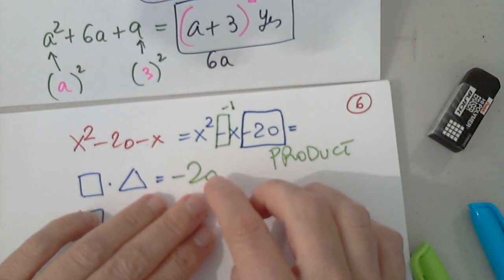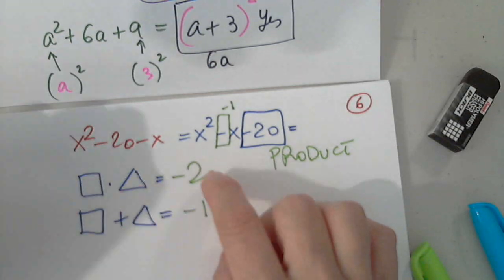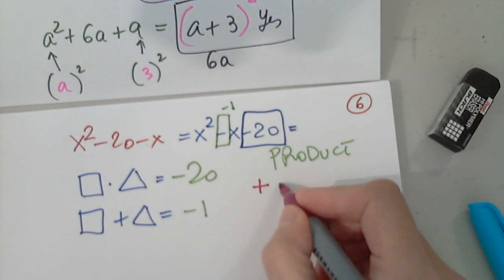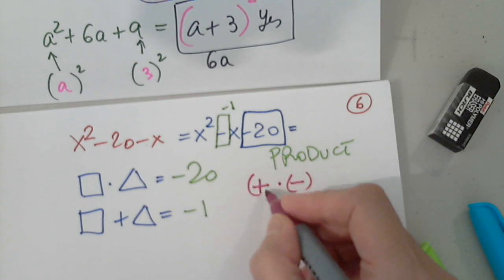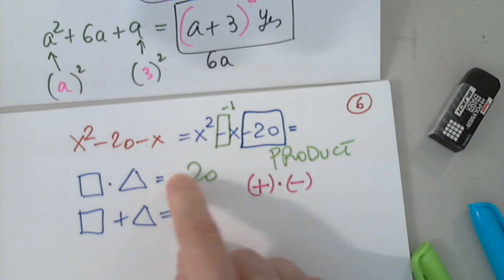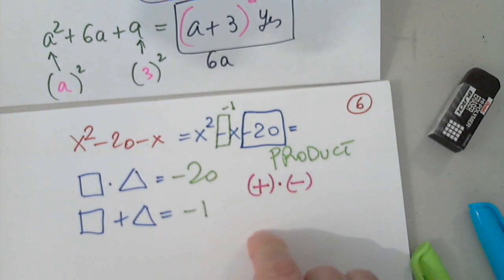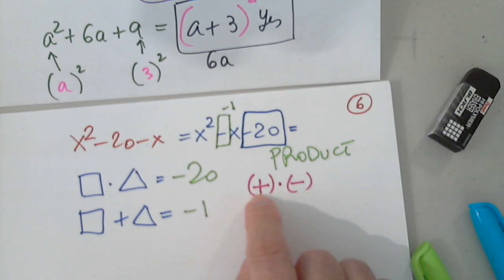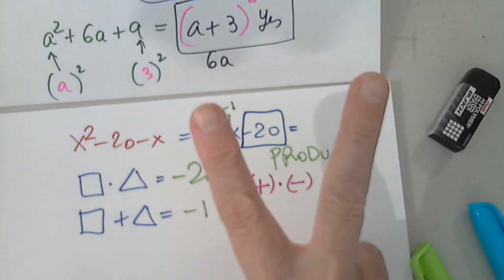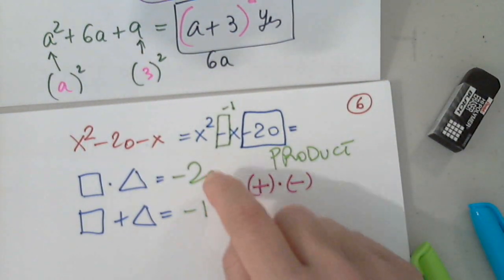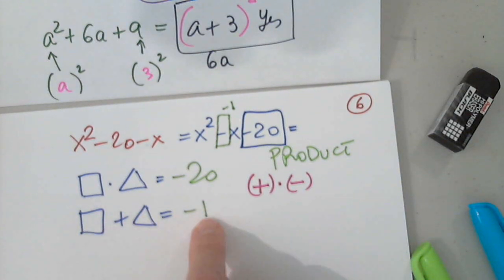We always start by thinking of the product. If the product is negative, we know we are looking for a positive and a negative number. If the product is positive, we are looking for two positives or two negatives. But the product is negative, so we are definitely looking for a positive and a negative. Can anyone give us two numbers that fulfill both conditions? Their product is -20, and when I add them, I get -1.